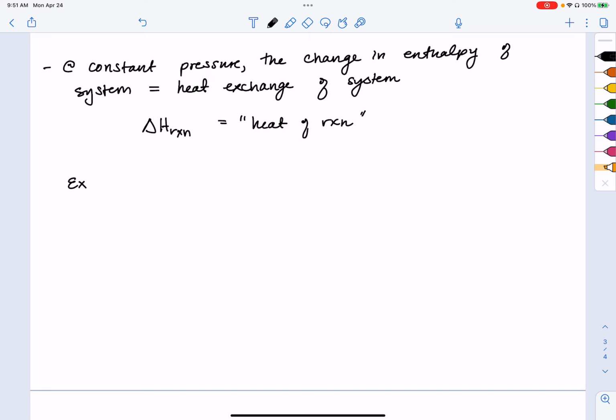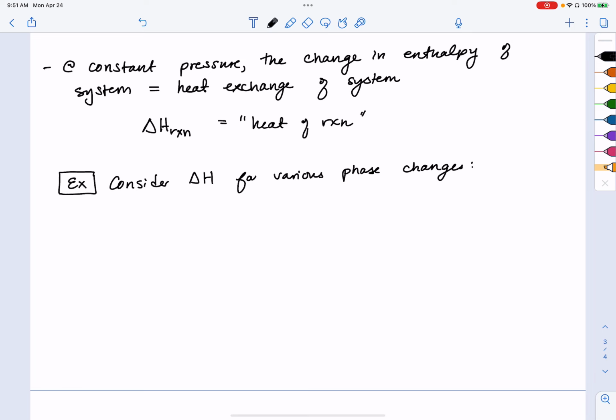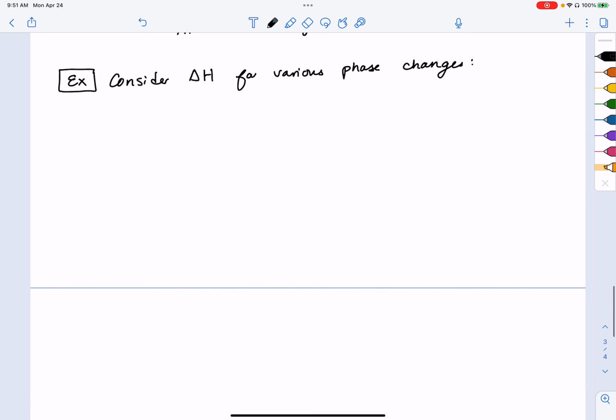So for example, let's consider the change in enthalpy for various changes of phase for different substances. So let's look at, I don't know, ice melting.